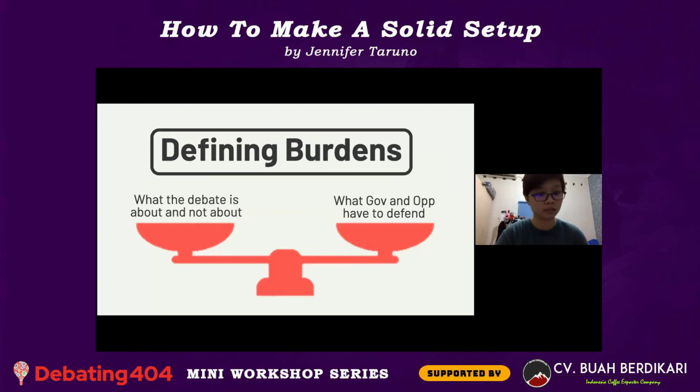So an example of what the debate is about and not about is in motions like this house regrets the dominance of, or the trend of. Maybe it's like this house regrets the trend of families living apart. Then the debate is about the trend. The debate is about that rise in popularity of families living apart. And the debate is not about family living apart bad, family living apart good.